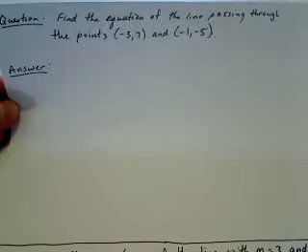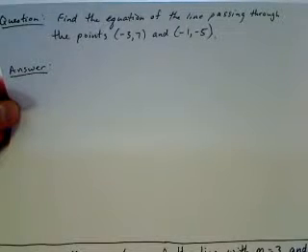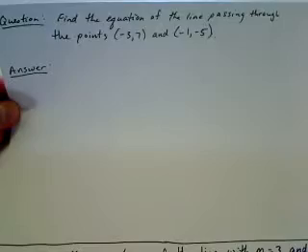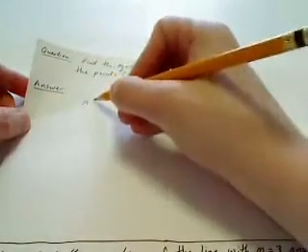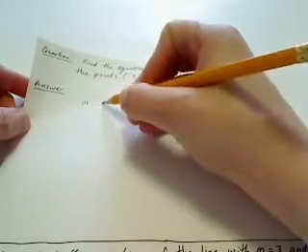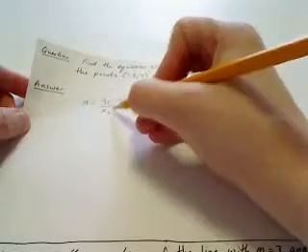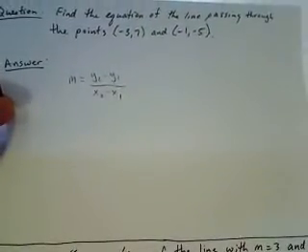This first question says to find the equation of the line passing through the points (-3, 7) and the other point (-1, -5). Well, in order to find the equation of the line, we need the slope and the y-intercept. But first let's find the slope. The slope m is equal to the difference in the y's, or y2 minus y1, divided by x2 minus x1. That's the equation of the slope.